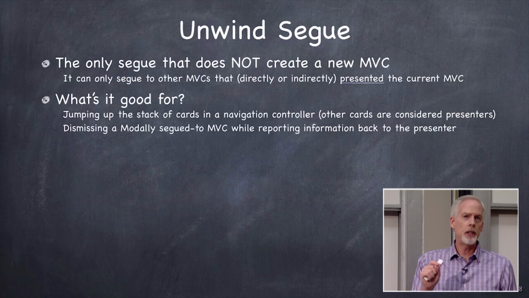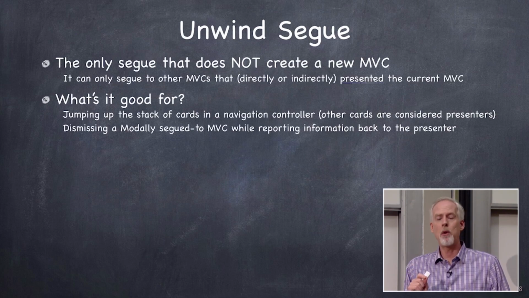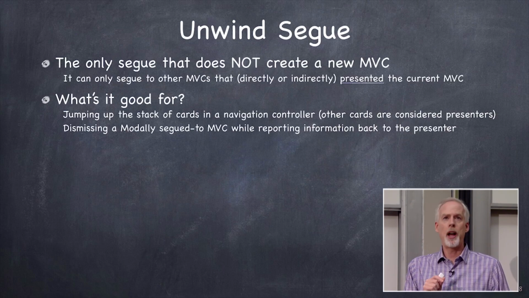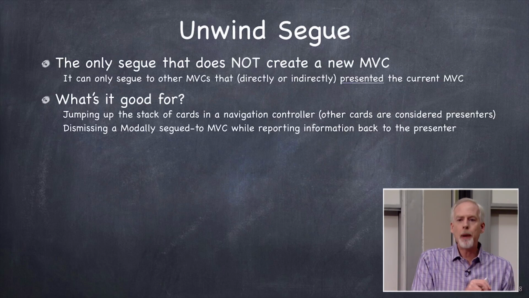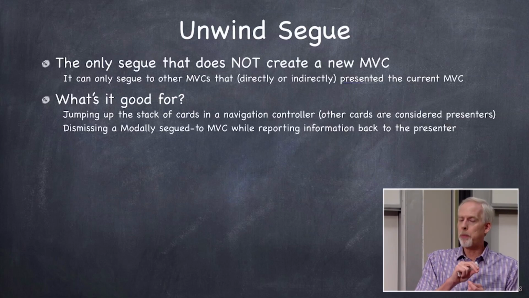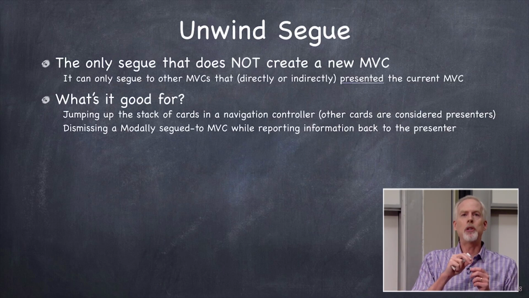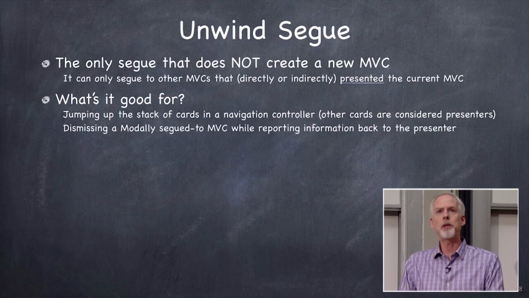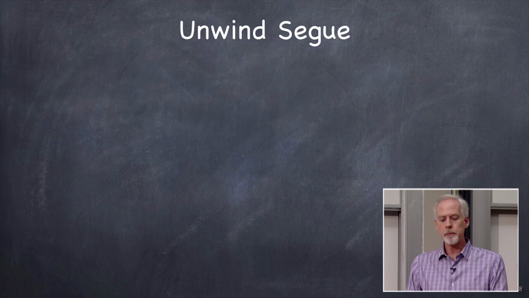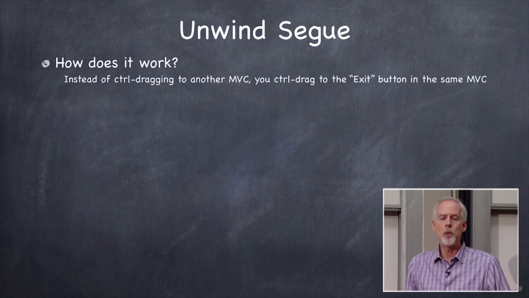Another thing that it's really good for is what we talked about in the first slides today, which is communicating back to its presenting view controller. Okay? Because by segueing back to its presenting view controller versus just dismissing itself, it's giving that presenting view controller a chance to interact with it. Okay? All right, so how does this whole thing work?